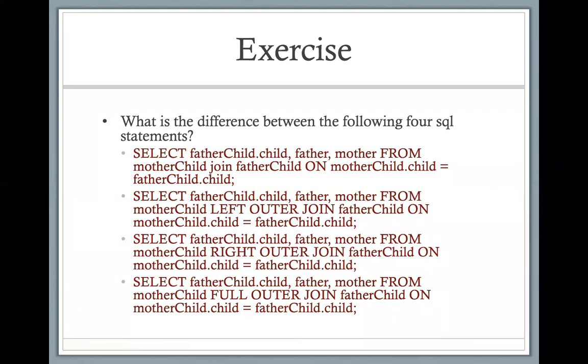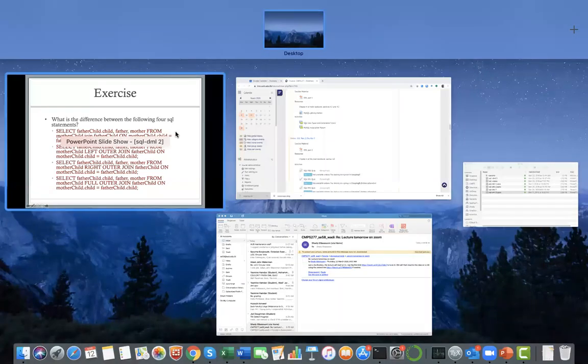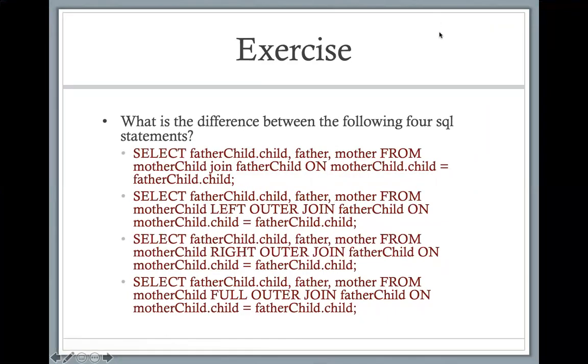And what about the last one? Full outer join, what do I get? Any thoughts? Full outer join? Yes, you get so many nulls. Basically, you get everything. You get dangling records from both sides, correct? It's a full outer join, so you get the dangling records from the father child and dangling records from the mother child. Yes. Okay, good.